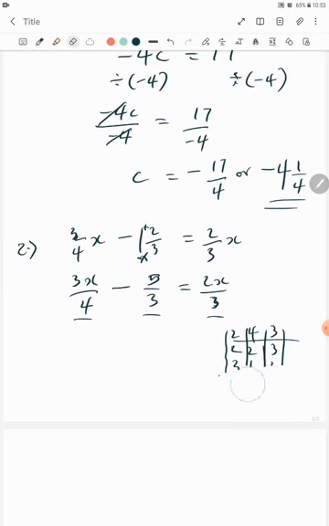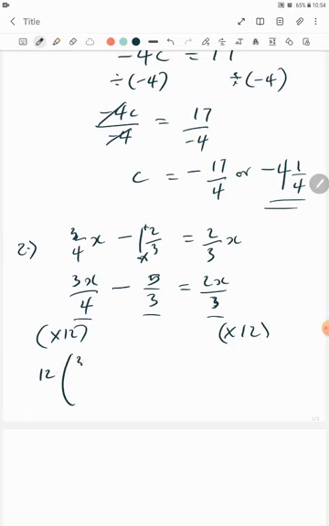So the LCM is actually 12. Once you get the LCM, because our goal now is to remove all these denominators so that we can have a whole number expression, we can multiply both sides by 12. Just multiply both sides by their LCM. So that means I'm going to be having 12 times everything here, which is 3x over 4 minus 5 over 3. And on the other end too, I'm going to be having 12 times 2x over 3.